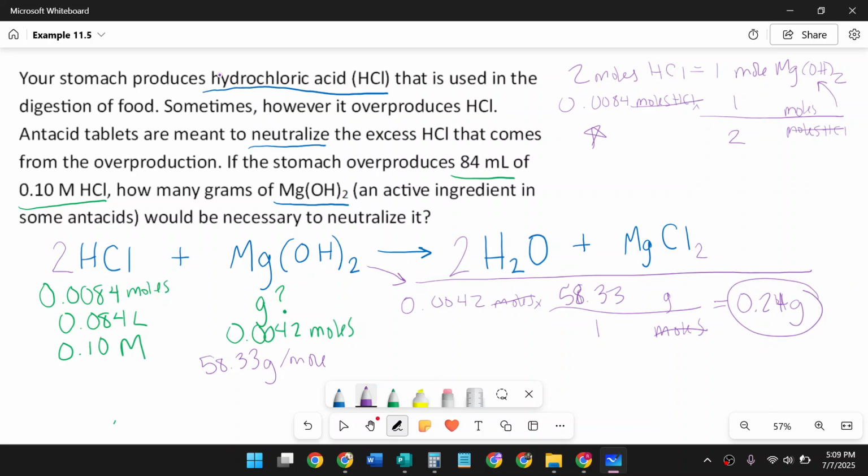We're just reverting back to things we did in previous chapters, where we figured out moles of one, converted it to moles of another, and in this case converted it back to grams. If we had known the molarity of something, let's pretend that Mg(OH)2 had been in some aqueous solution and we knew its molarity, we could have used the same equation to find the liters if they had asked for it in liters. But since they asked for grams, we just did the same thing we've been doing for a couple of chapters, converting moles back to grams using the molar mass. All right, so that's the end of that problem.